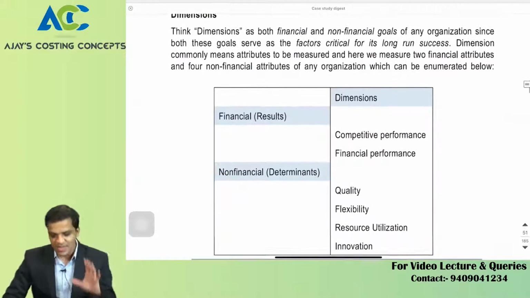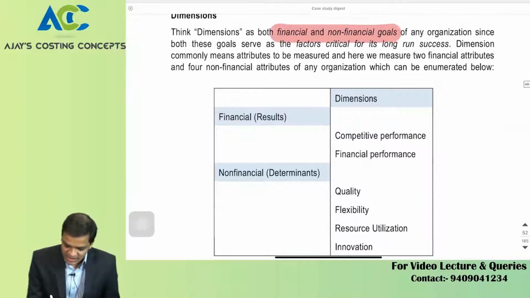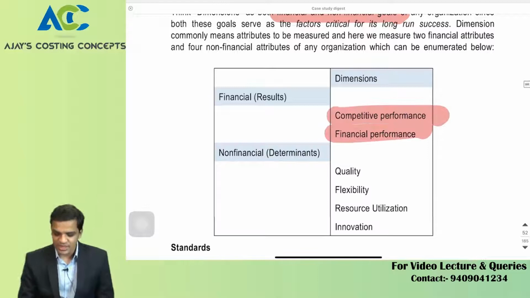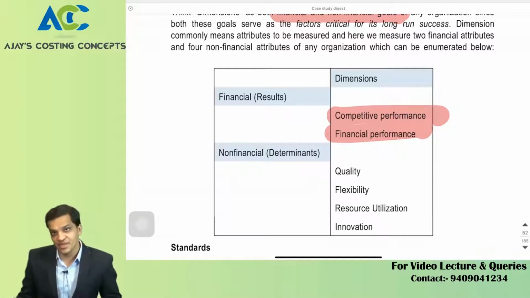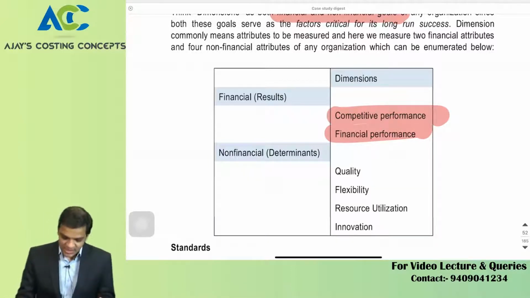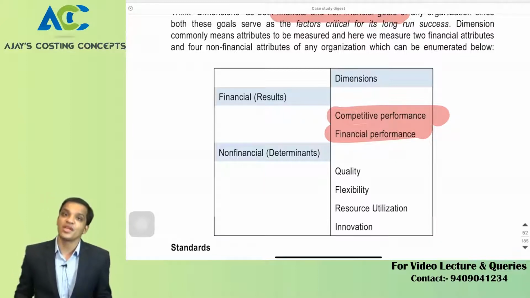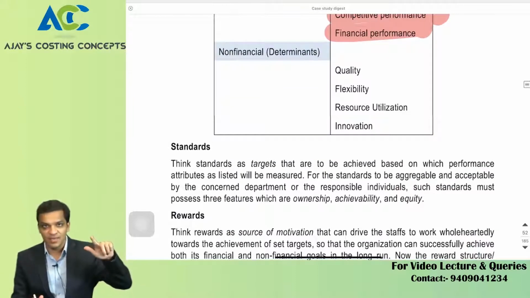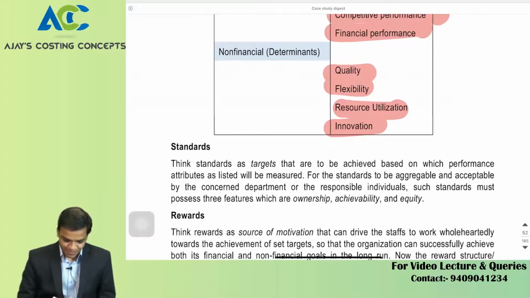Now, what are the dimensions that you talk about? As I said, there are two dimensions: financial and non-financial. When it comes to financial, there is competitive performance and financial performance. How you are performing in front of your competitors. And the second is the financial: how your revenues are, what your profits are, what your growth is. The non-financial determinants are quality, flexibility, innovation, and resource utilization, right?